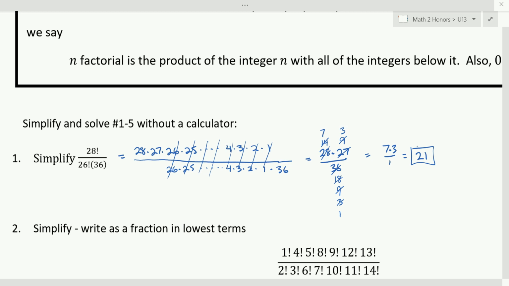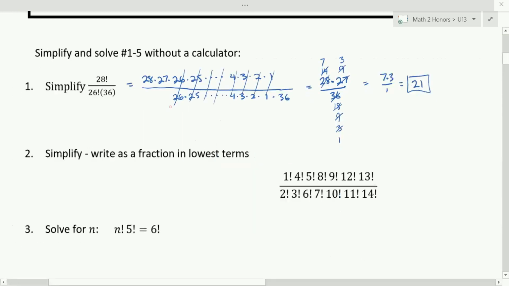If you have a scientific calculator, you may actually have a factorial button, and you can look into that. Or you may have a button that says probability, PROB, and under that you can see the factorial. Just depends on your calculator. But these right here are meant to do without a calculator.